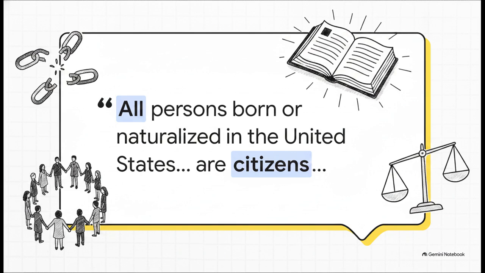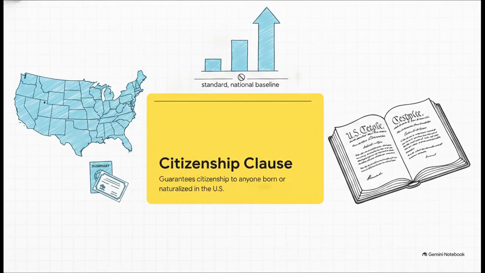Before this, the Constitution was actually pretty vague on who exactly was a citizen, and state laws had been actively denying those rights to Black Americans. This one single sentence wiped all those old discriminatory state laws right off the books. This established a massive constitutional baseline. Your citizenship is tied to where you're born or naturalized, not who you are or what your background is. It created a standard, national rule for citizenship that no individual state could just ignore or take away.